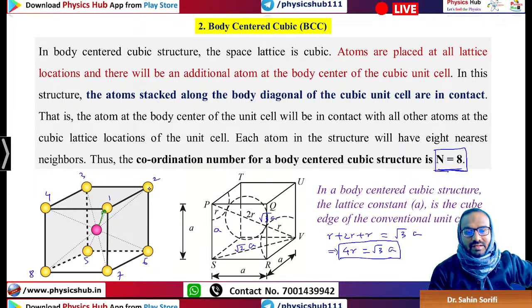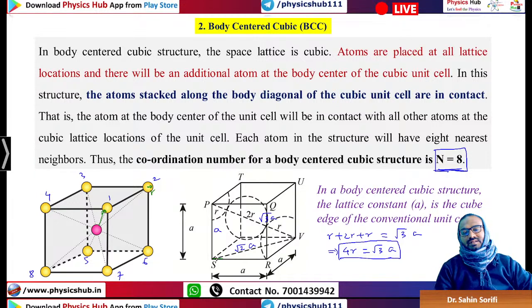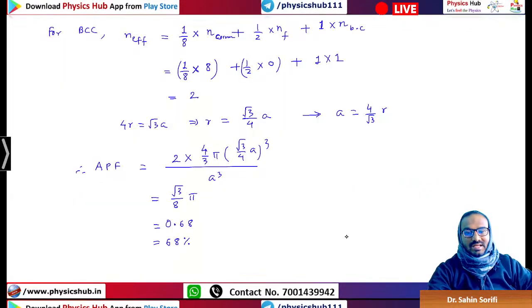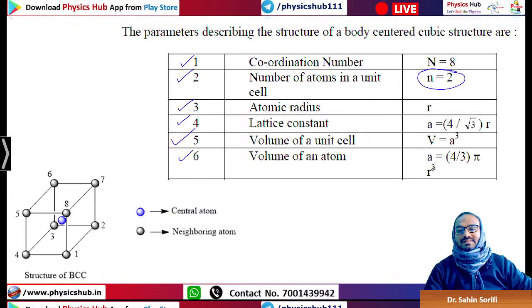Atomic radius, any atom has a radius r, na? Atomic radius r. But lattice parameter a is different. Okay, previously a equals 2r, but here you can see 4r is equal to root 3 a. a is equal to 4 by root 3 times r. a is the lattice parameter. Okay, volume of the unit cell is a cube. r is the radius of the atoms. So don't get confused with a and r. a and r are different.